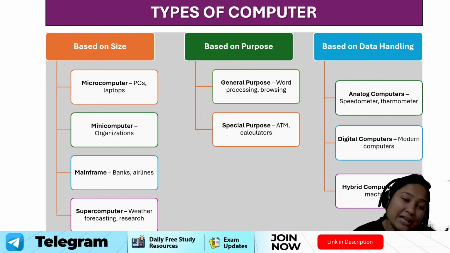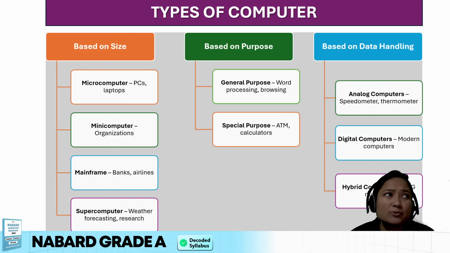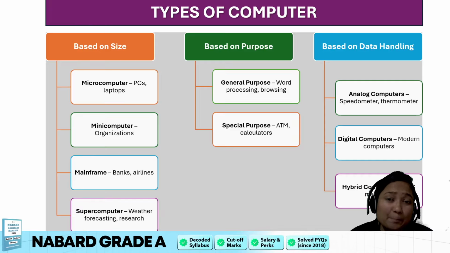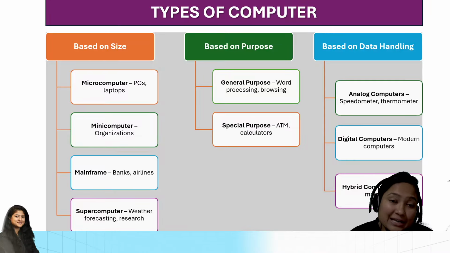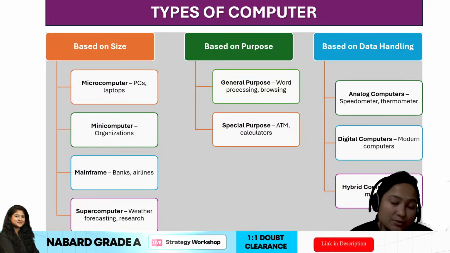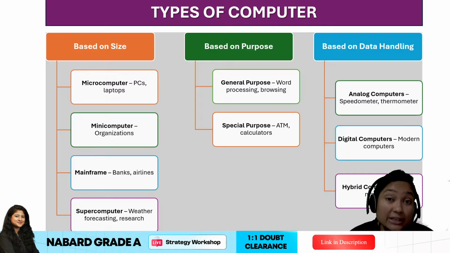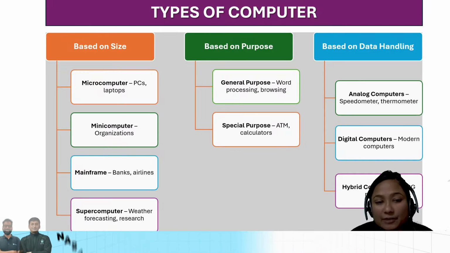Okay. After that, we have minicomputers. Minicomputers, you can think, are a bit more powerful, a bit more usable, and a little bit expensive also, so that is why they are used by organizations where a lot of processing is required. After that, we have mainframe computers.